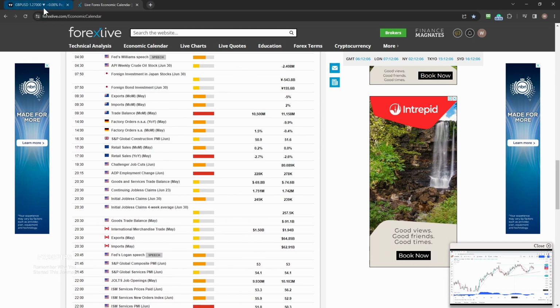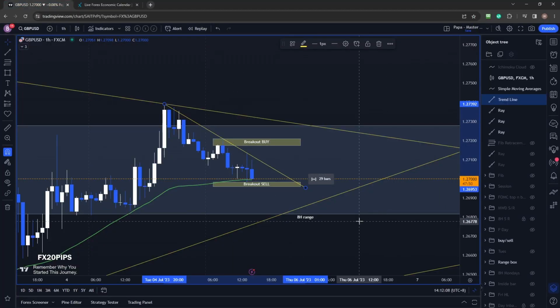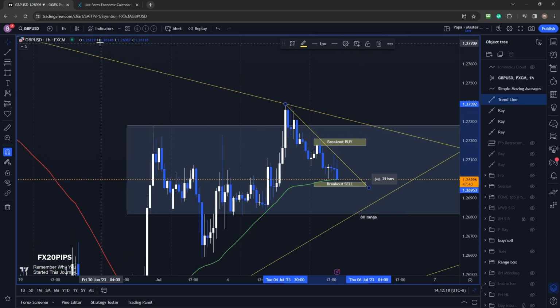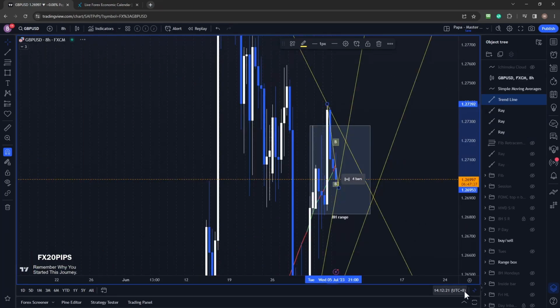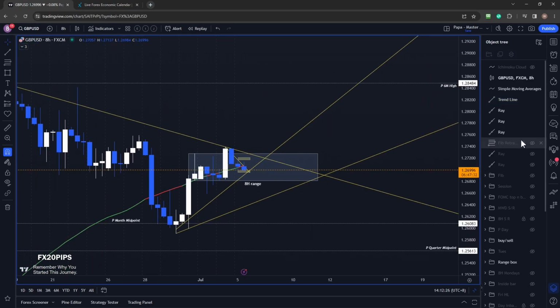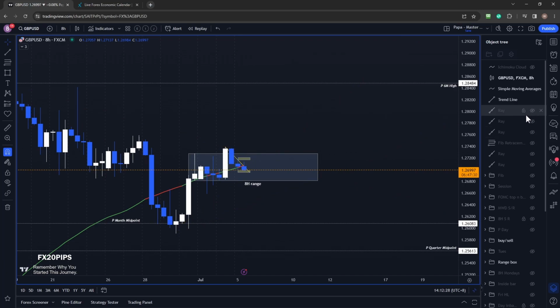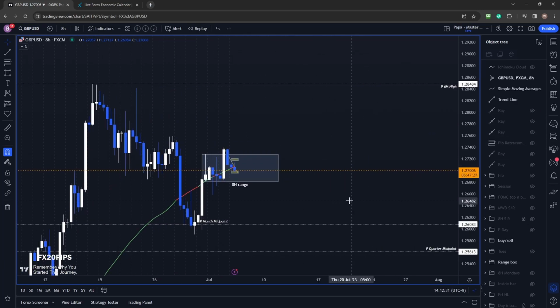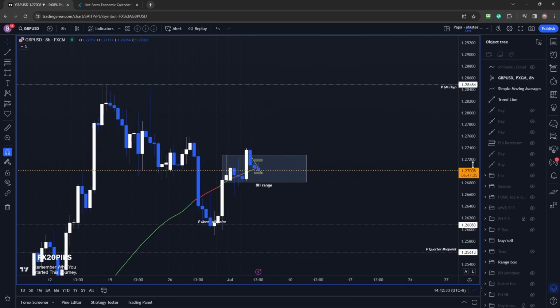All right, so let's go back to the chart. What time are we at now? We are at 2:12. Frankfurt just opened. So let's go to the 8 hours. You see how everything looks so messy now with all these lines. Hide it. Okay. Previous day high and low, where is it? There we go. Okay, so I'm just going to end it here.